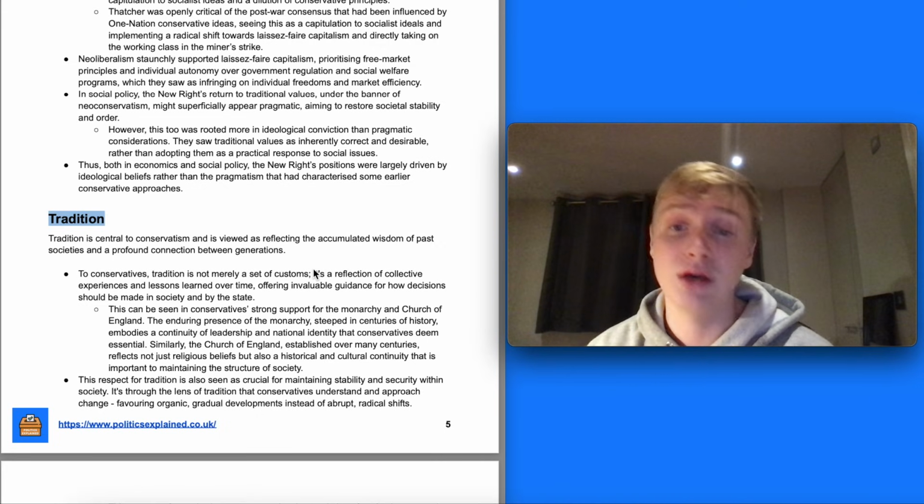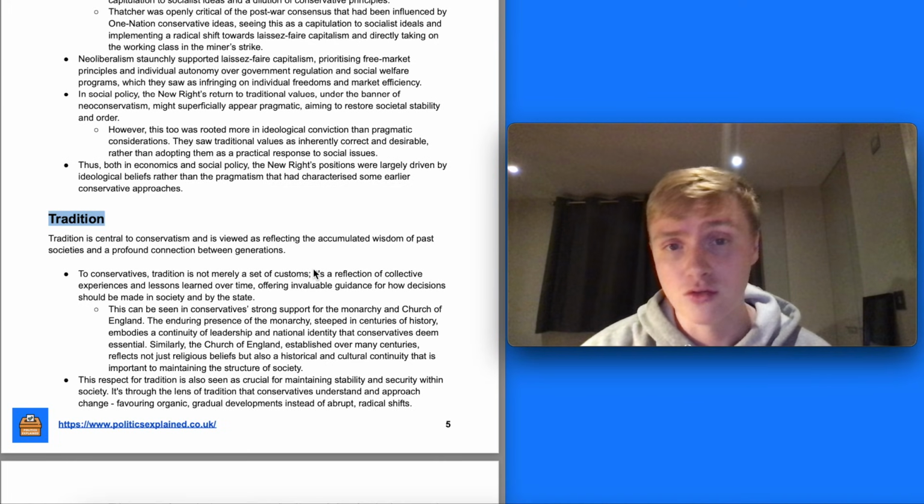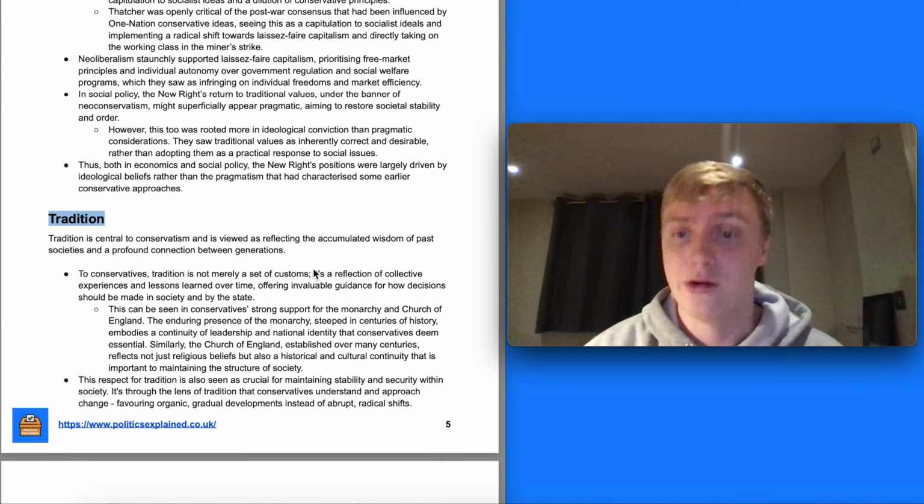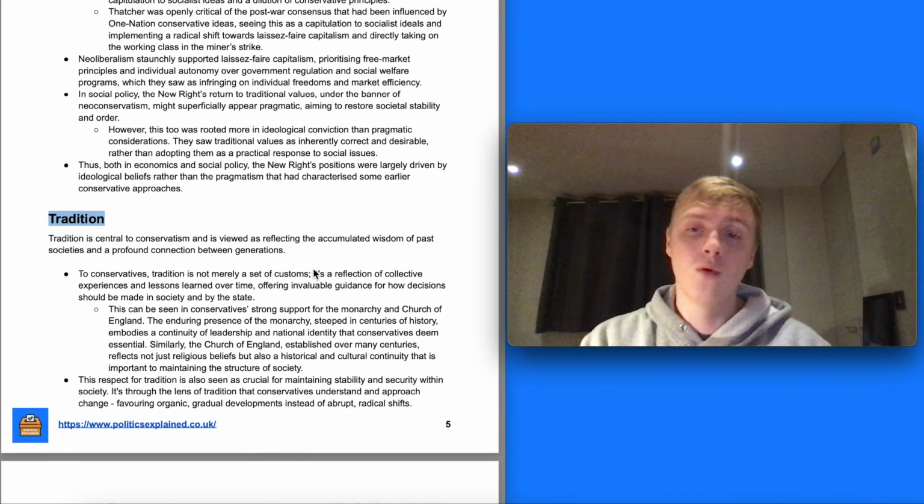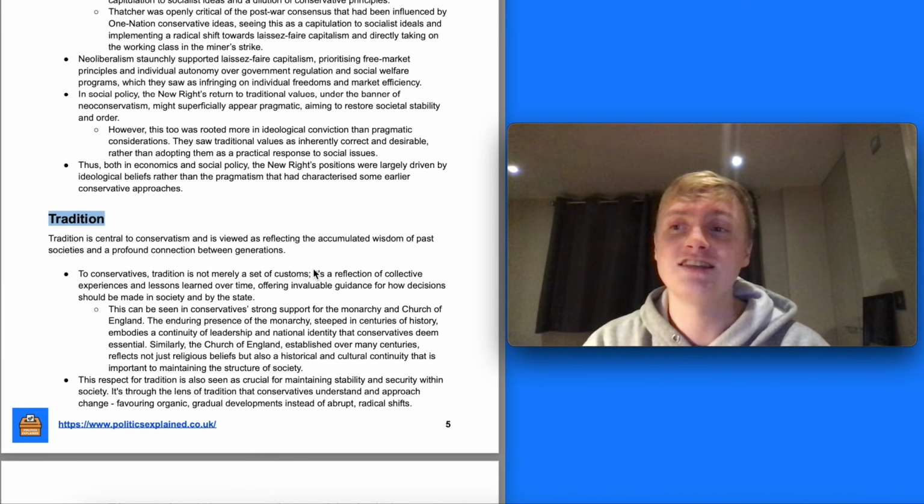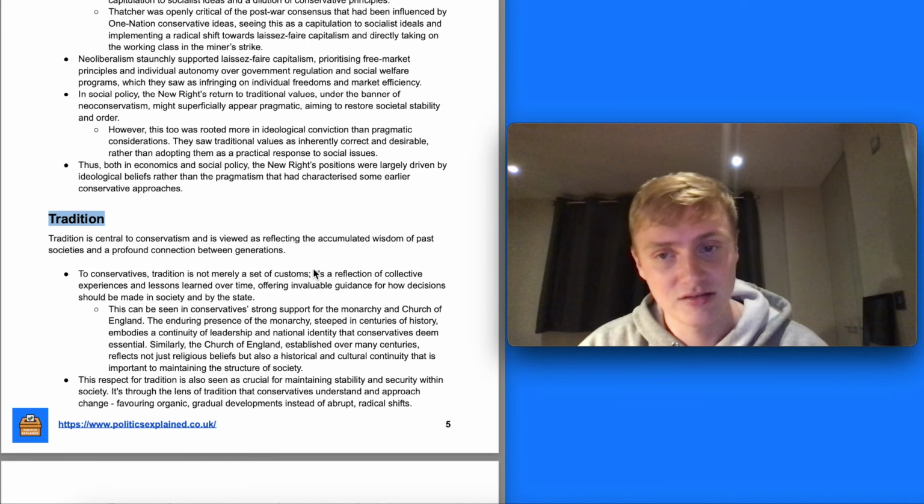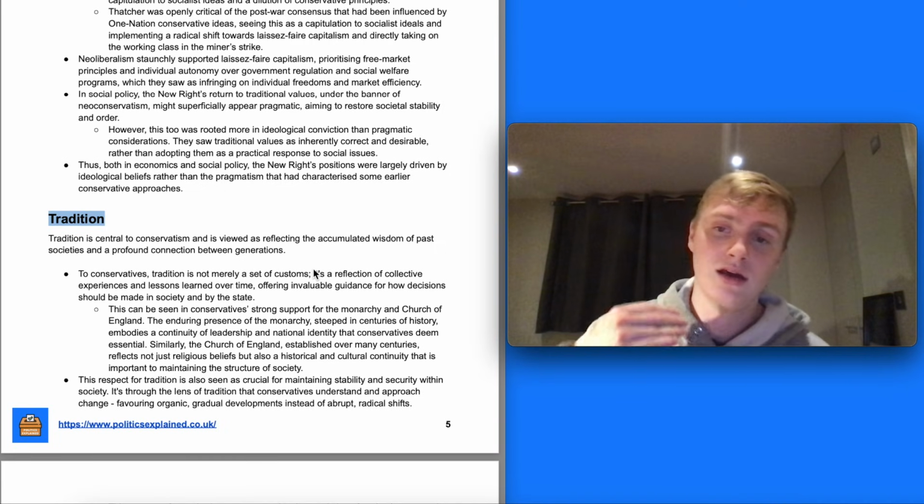So therefore, it can be argued that in both economics and social policy, particularly in economics, the new right's positions weren't driven by pragmatism; they were driven by ideology, which in a way is what pragmatism directly rejects. Therefore, overall, pragmatism is a key principle within conservatism, and one that you can really see in traditional conservatives and one nation conservatives. There's a lot of agreement there, but ultimately it is crucially rejected by the new right.